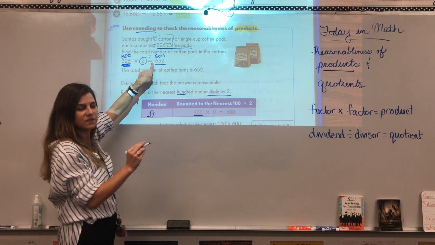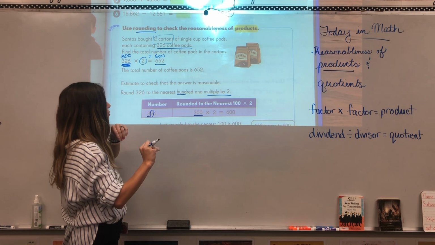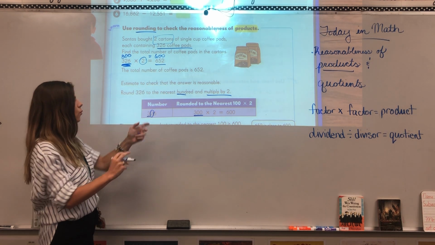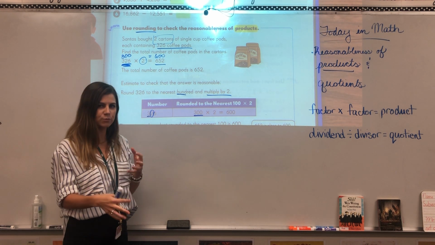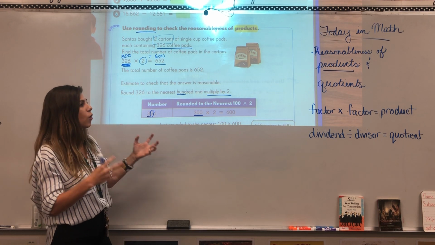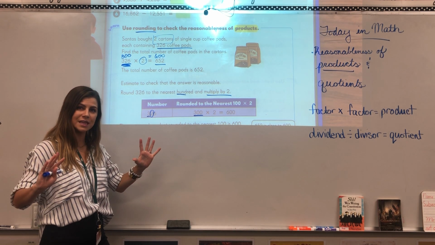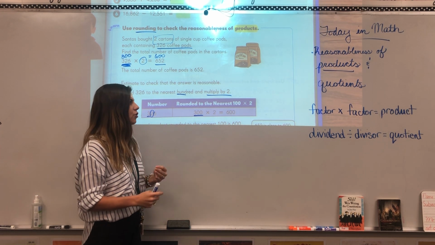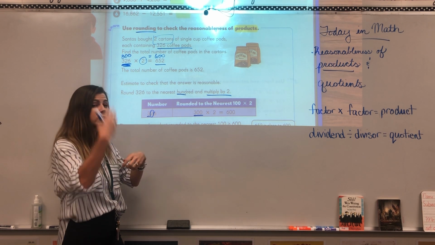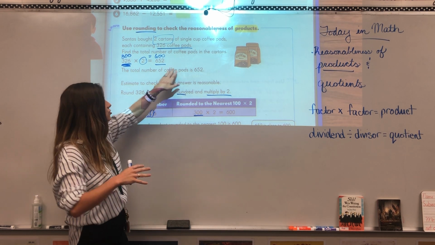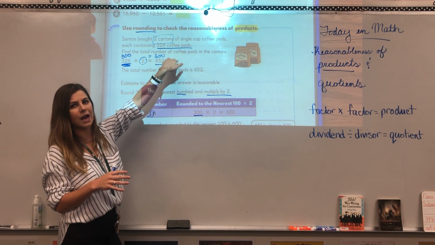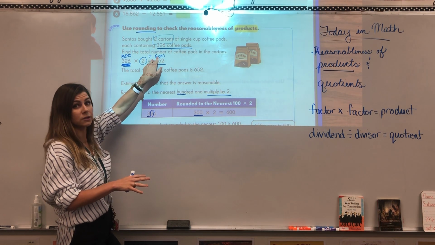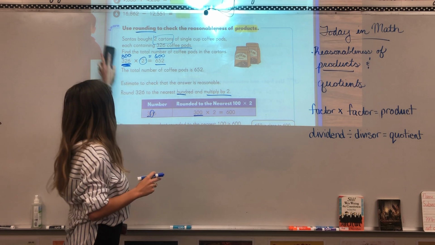Are 600 and 652 close to each other? Yes. Okay, so we know that our answer of 652 is reasonable. Now when we are checking the reasonableness of products and quotients, they're going to be a little further apart than our sums and differences, because when you're adding and subtracting, you're not dealing with such a big difference, but when you're multiplying something, that's a bigger difference. So the rounded answer and the actual answer might be a little bit further apart than with sums and differences, but these are still pretty close to each other. So our answer is reasonable.